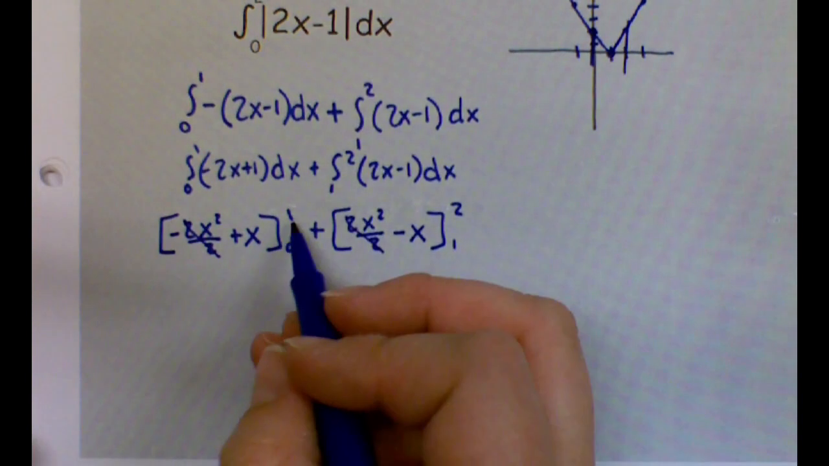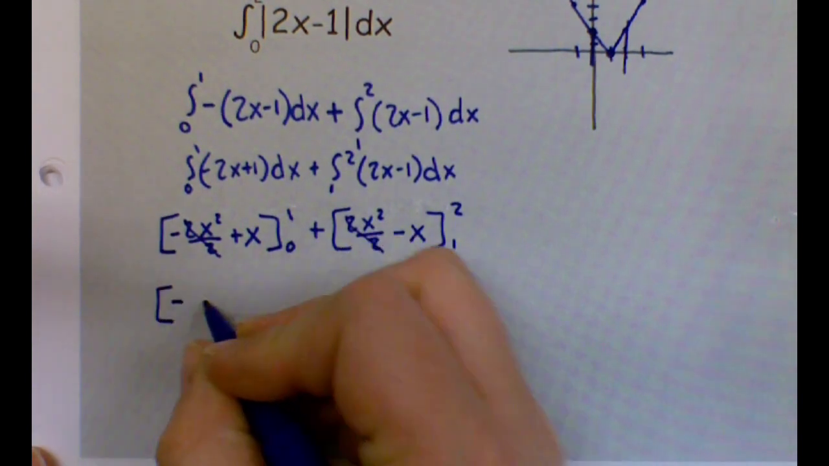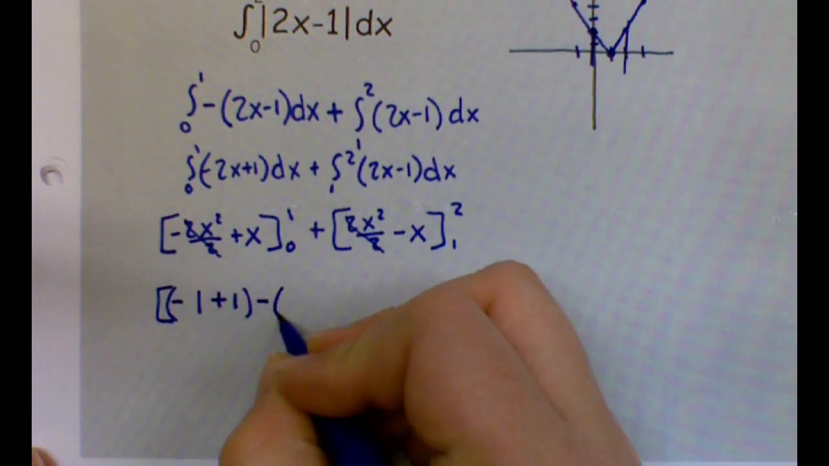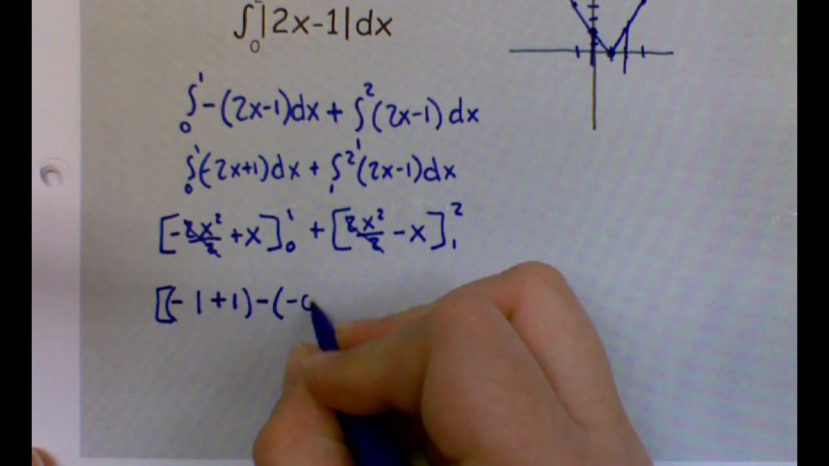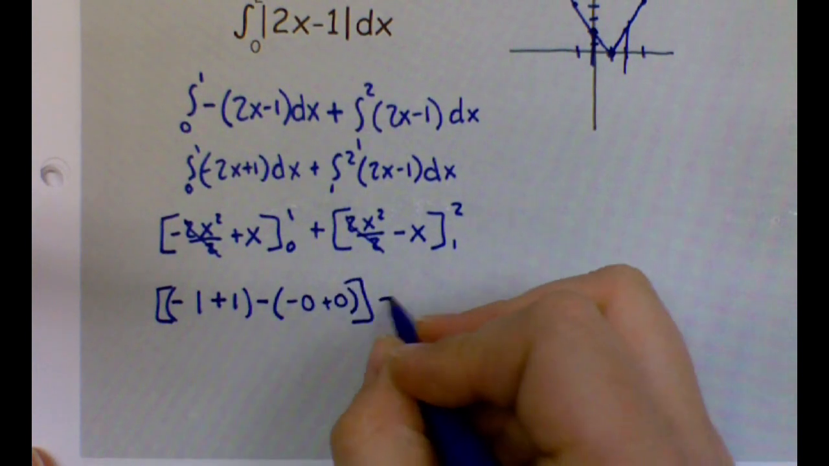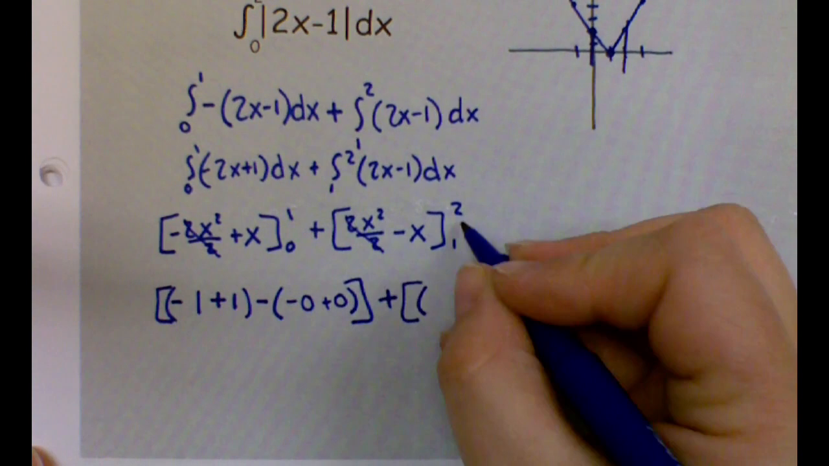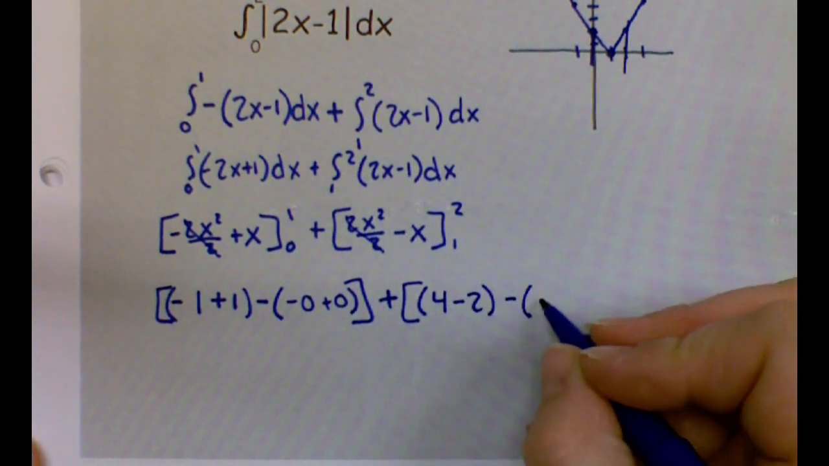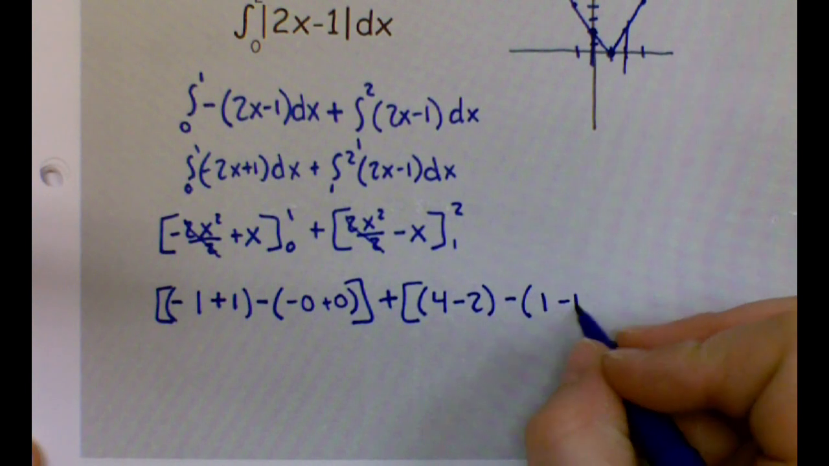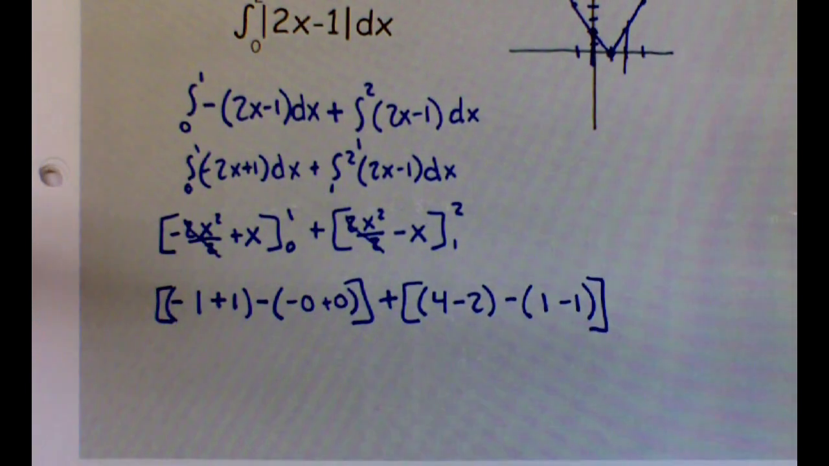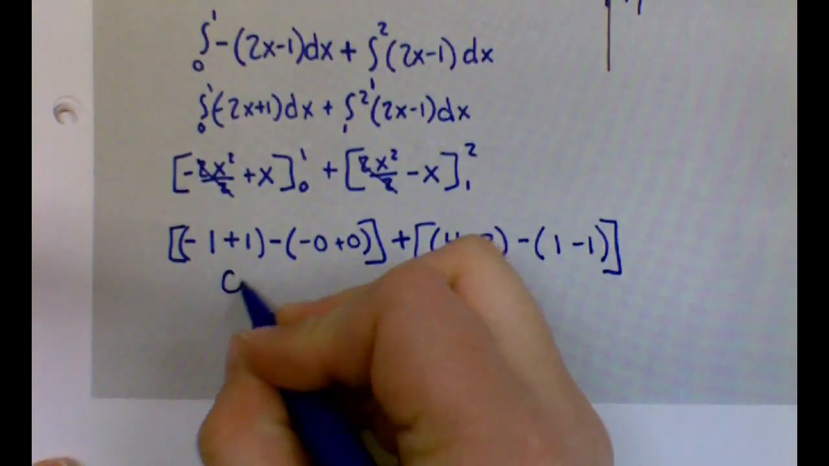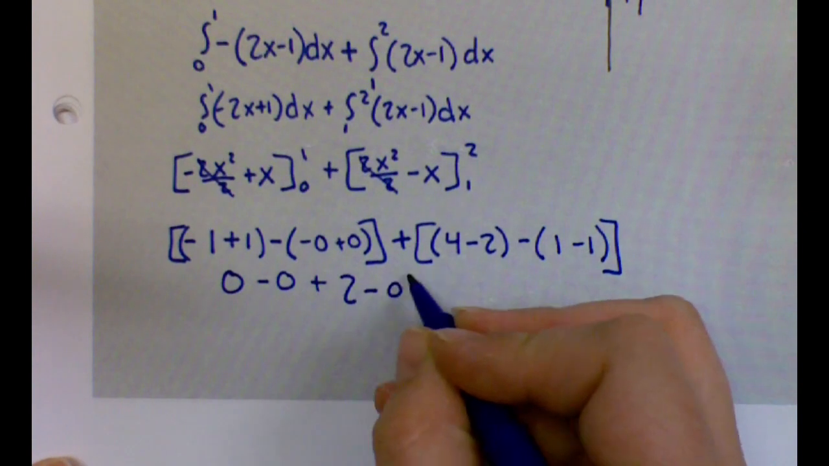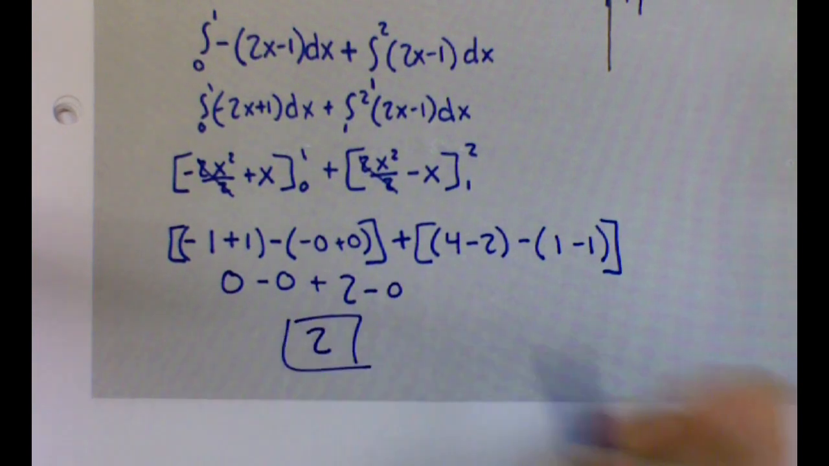All right, we plug in our upper bound, so 1. So we have negative 1 squared plus 1, minus, plug in 0, I get negative 0 plus 0. Plus, for the second one, we plug in 2 first. 2 squared is 4 minus 2, minus, plug in 1. 1 squared is 1 minus 1. And there we go. We get a 0 minus 0 plus 2 minus 0. So we get an area of 2.